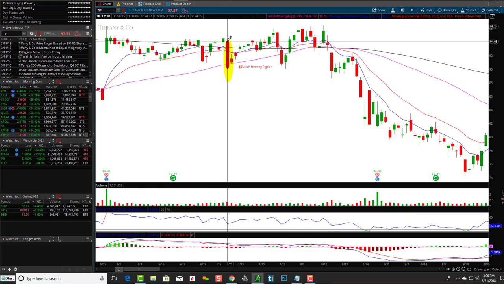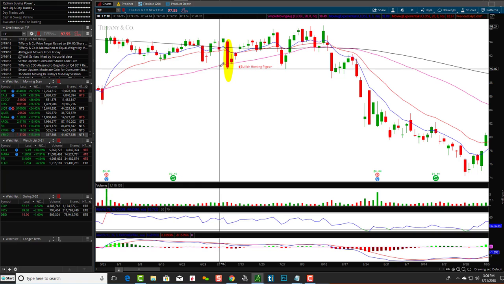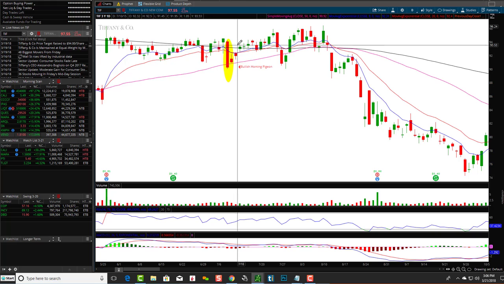So, here you go. Big red candle, open up here, close down here. Smaller red candle, open up here, close down here. And then as you can see, no coincidence, a lot of this action takes place right along these moving average lines. So as you can see, it moved up from here. Now this one continued to go up. Doesn't always happen that way.